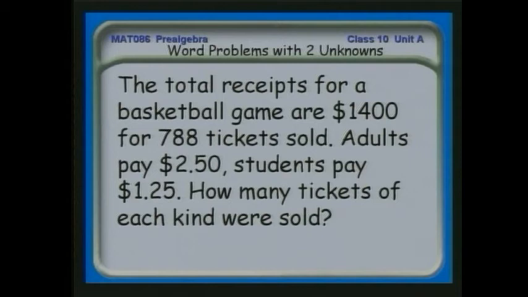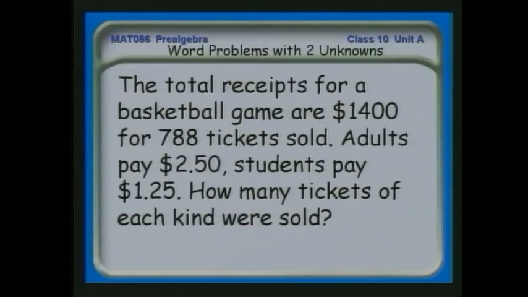Let's look at another one that involves two unknowns. These two unknown ones are at least fun because they're interesting. They give you something to sink your teeth into. The total receipts of a basketball game is $1,400, and they sold a total of 788 tickets. Adults pay more than students, and we want to know how many tickets of each kind were sold.